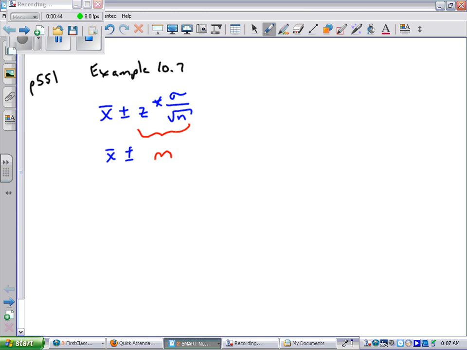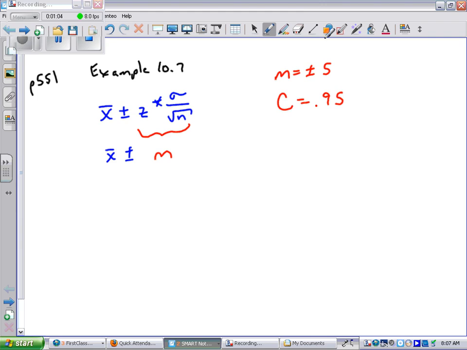In example 10.7, it says that we want to be able to estimate the day's production within plus or minus 5 millivolts with 95% confidence. And we need to know what size sample we should take.